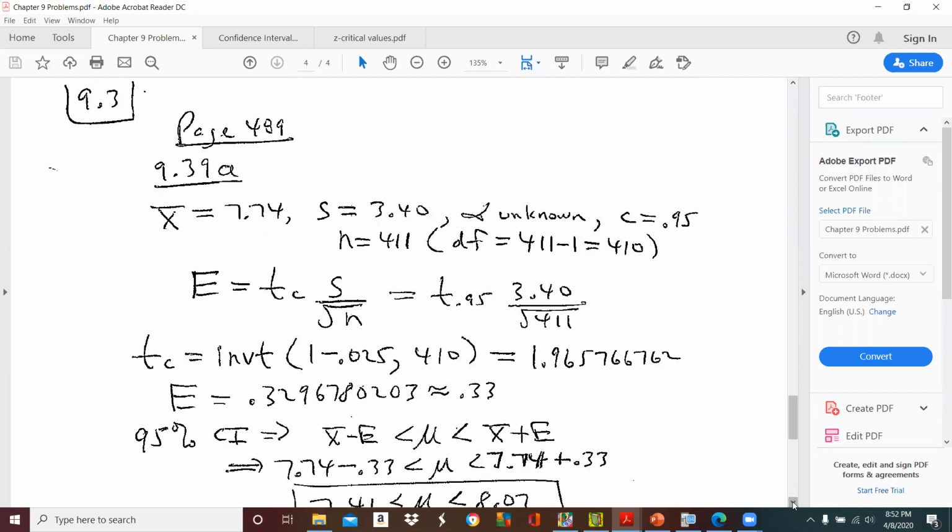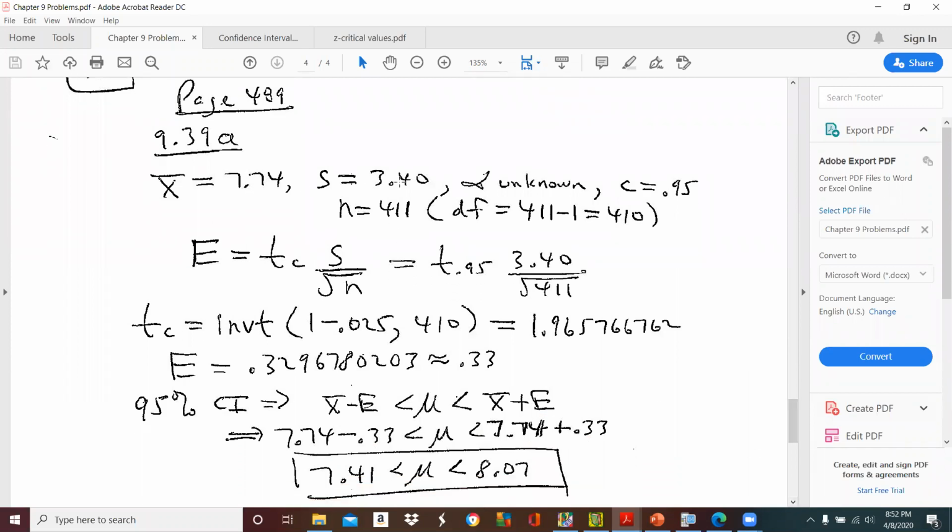Scroll down. Here's our mean. Here's our sample standard deviation. Sigma is unknown because they didn't mention it. C is 0.95. That's our level of confidence. Sample size is 411. Since we do not know the population standard deviation, we have to replace it with the sample standard deviation. We must use a T critical value, and for our standard error we must use S divided by the square root of n. The T critical value times the standard error with S in it is equal to the margin of error.